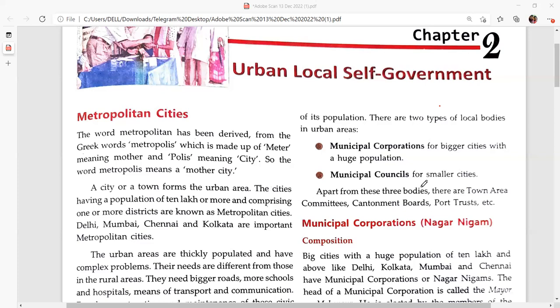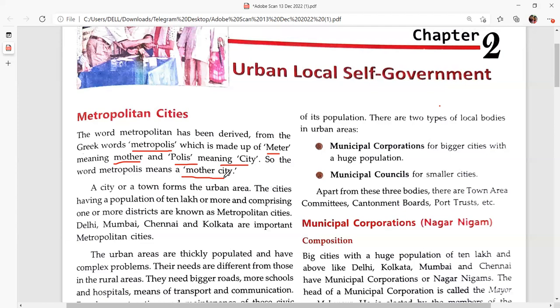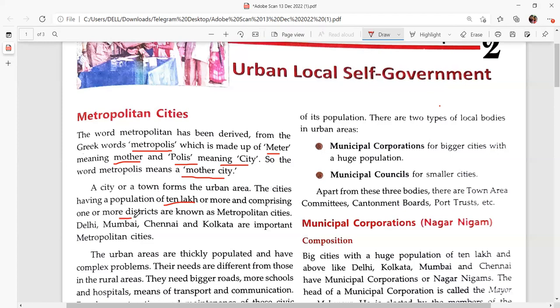So what are the metropolitan cities? The word metropolitan has been derived from the Greek word metropolis, where meter means mother, and polis means city. It is a mother city. Metropolitan means mother city, means the big city. A city or a town forms the urban area. The cities having a population of 10 lakh or more, comprising one or more districts, are known as metropolitan cities. Delhi, Bombay, Chennai, Kolkata are the important metropolitan cities.